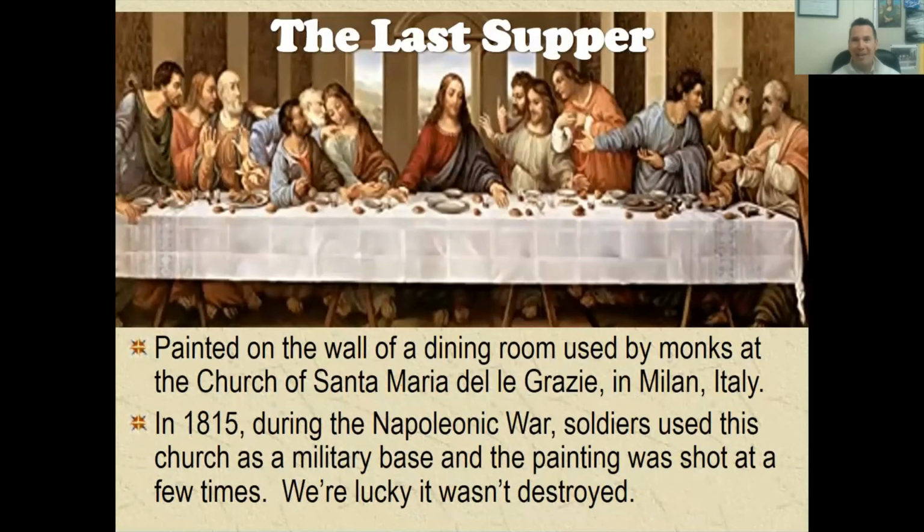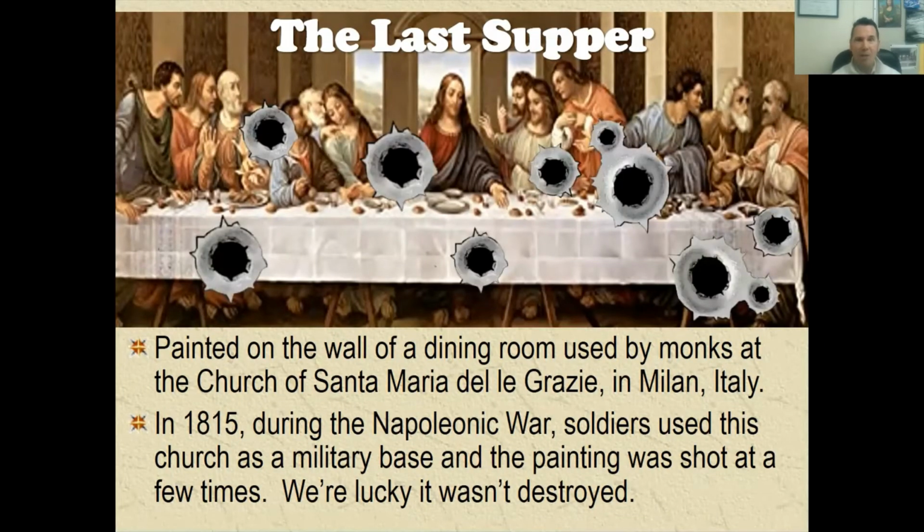Here's an up-close look. This was not painted on a canvas, not painted on wood. It was actually painted what? It was painted on a wall. That's right, a wall of a dining room in a church used by monks. And the church's name is the Church of Santa Maria delle Grazie in Milan, Italy.